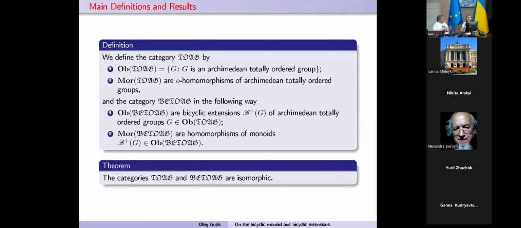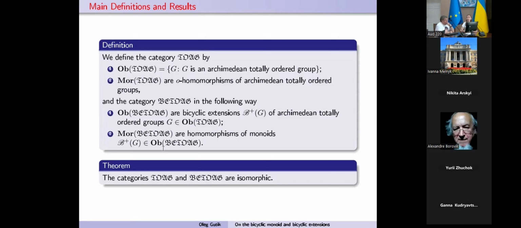So first of all, I don't know what will happen in the general case, for example, for non-Archimedean ordered groups. I also don't know what will happen when we have not a total order but a partial order on a group. I don't know the answer on this topic.